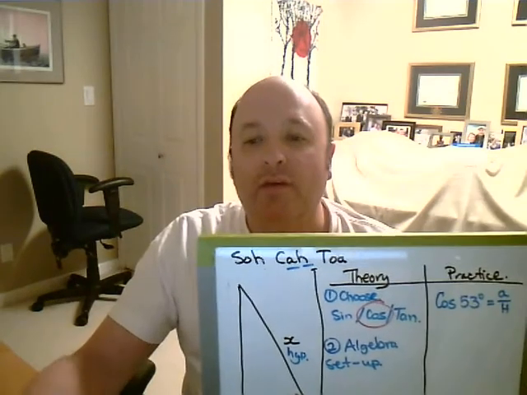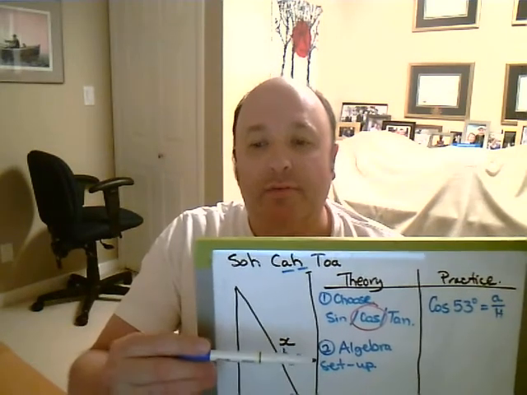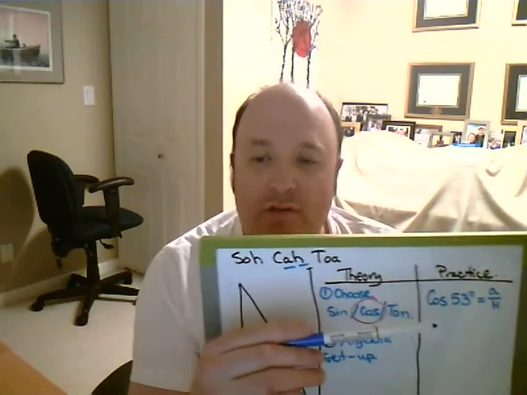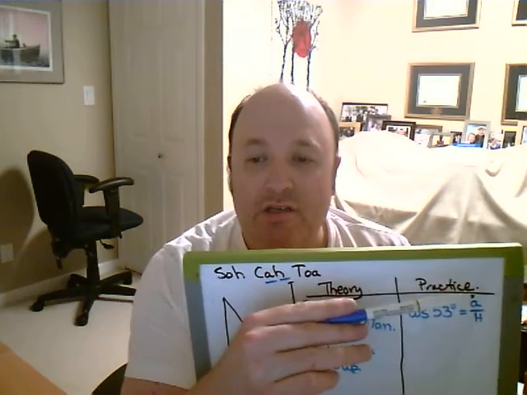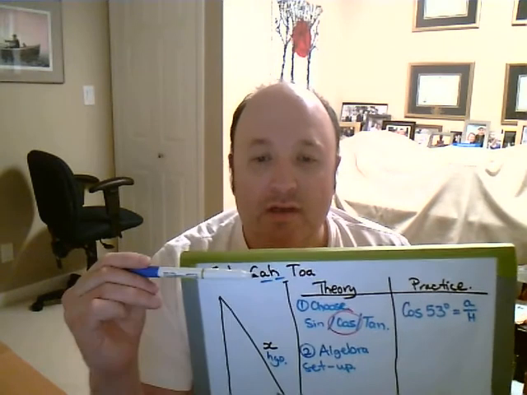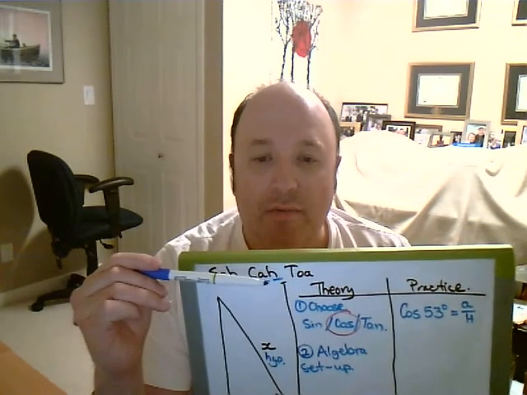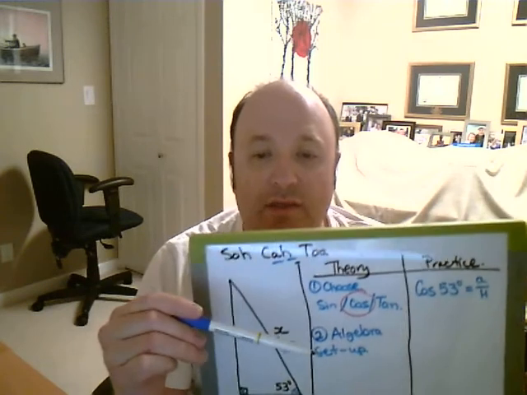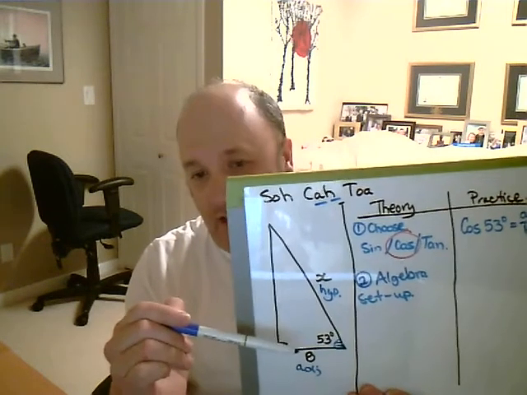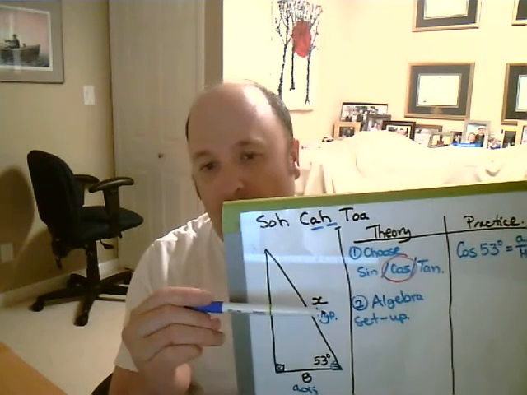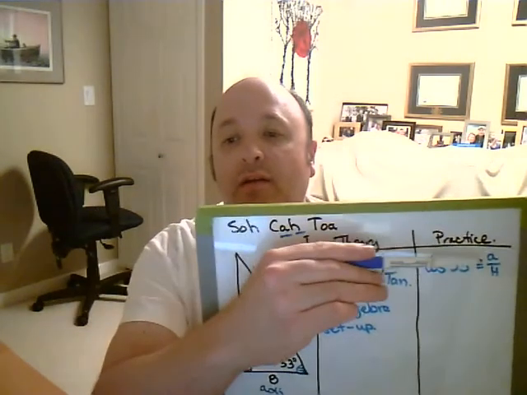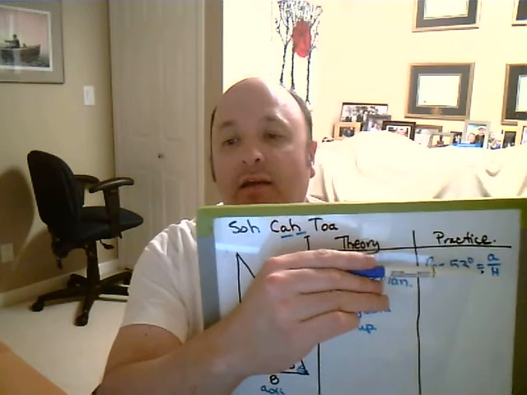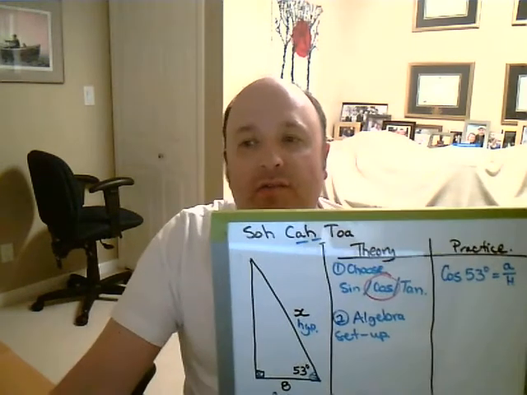Okay, so the next part is the algebra setup. And so I have cosine because we chose that. And then I have adjacent over hypotenuse because that's what cosine is up here. CAH is our way to remember cosine. So the adjacent is 8 and the hypotenuse is x. So in these spots over here, I have 8 and I have x. Okay, so let's have a look and see what that looks like.